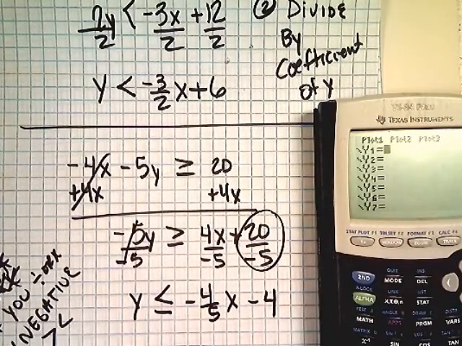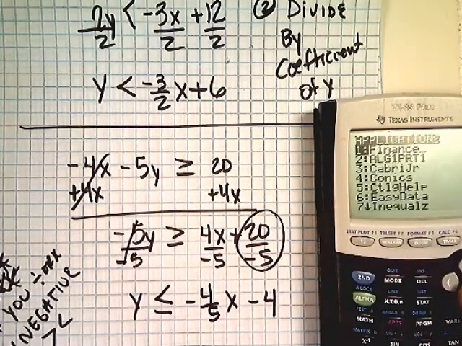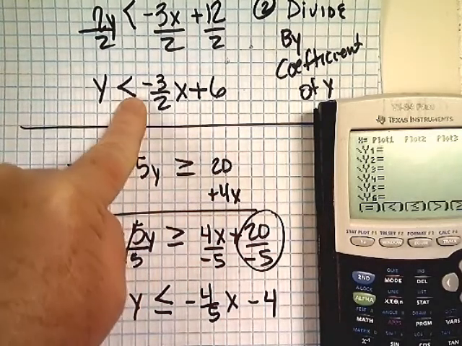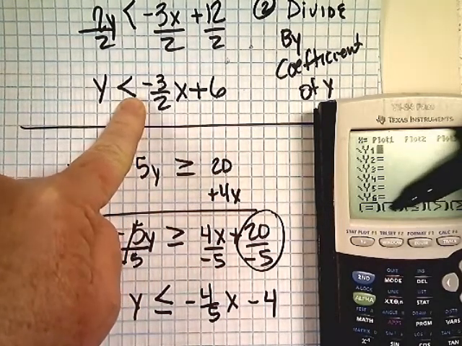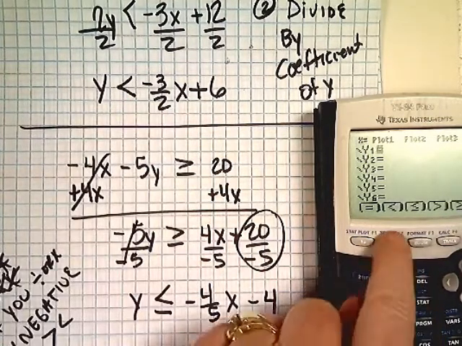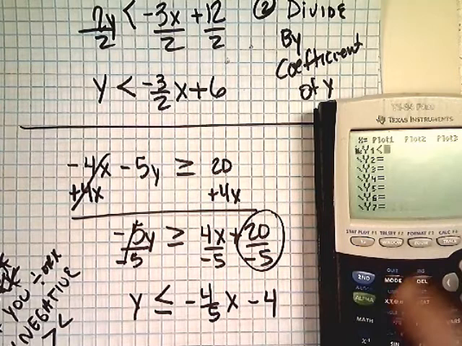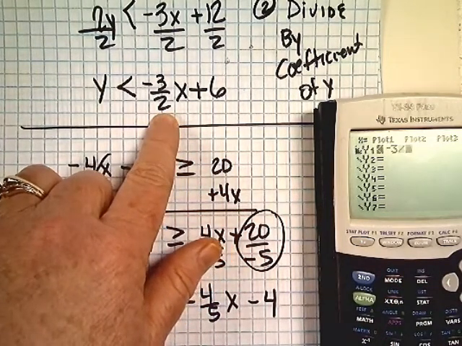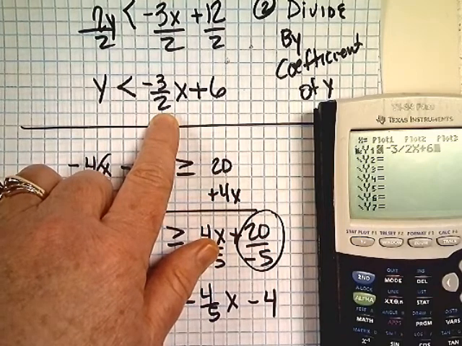Go to y equals, and we're going to clear this out. We're going to sit on top of the equal sign, and I don't see anything different going on. So I'm going to hit apps, and I'm going to go down to Inequalities. It says press any key. Okay. Now I have options. If I want to change this one to less than, that's that button right there, you have to use the window button, and you use alpha window. Not the second button, but the alpha button. Then you type in negative 3/2 x plus 6.